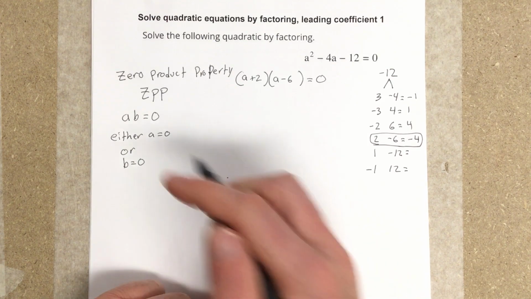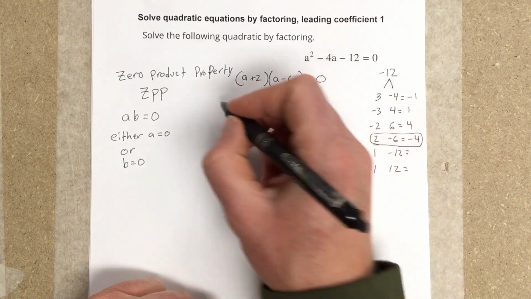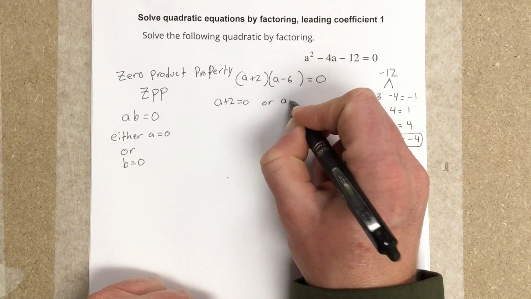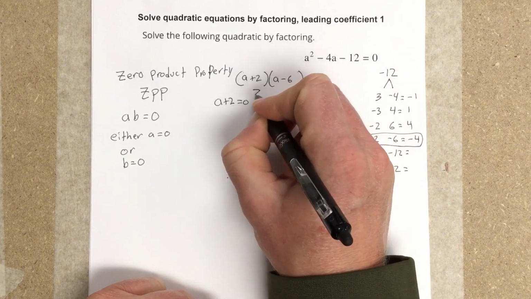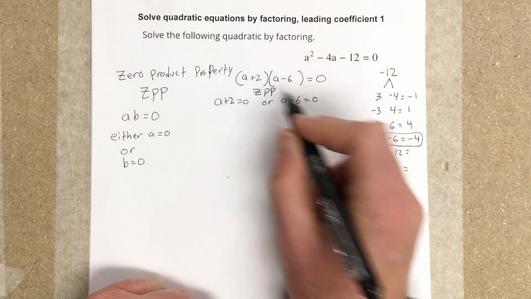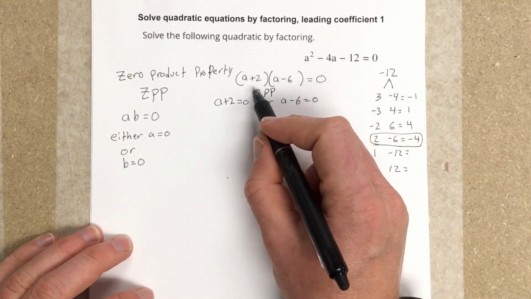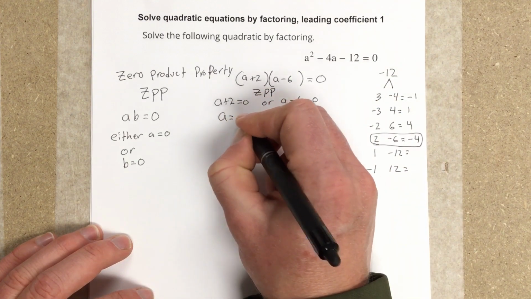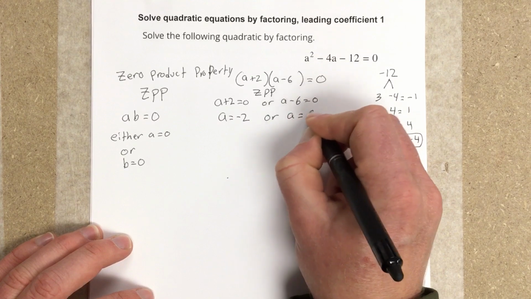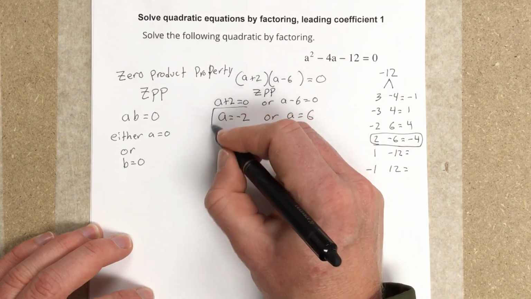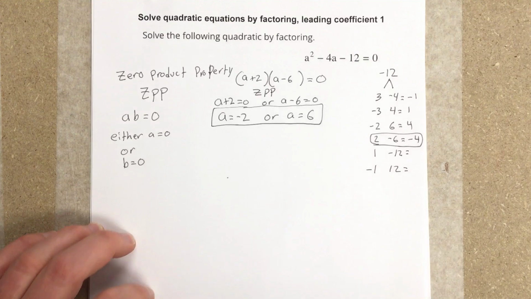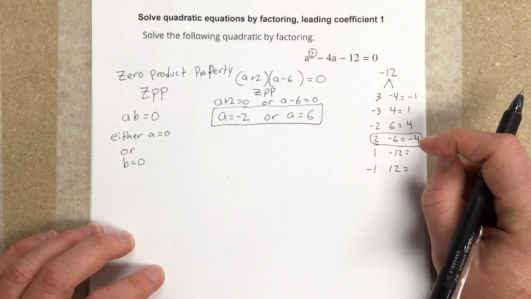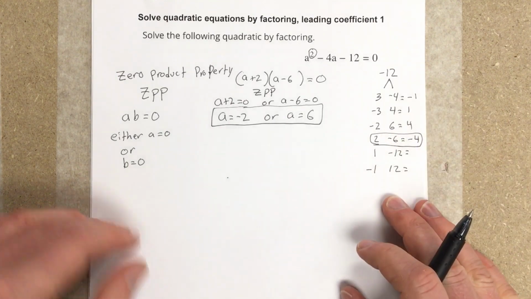So if we use this logic here with our two binomials, then that means that A plus 2 is equal to 0 or A minus 6 is equal to 0. So I'm going to write ZPP. That's the property I'm using. I want you to do that every single time in your homework. So zero product property, A plus 2 equals 0 or A minus 6 equals 0. So then you get A is equal to negative 2 or A is equal to 6. So we have solved the quadratic for the two possible solutions, and we know there are two solutions because our exponent here is 2, which tells us the possible solutions for the quadratic.